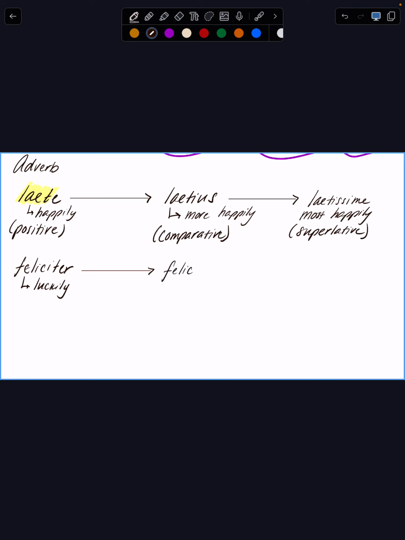Felicius. Oh, so you just add an ius to the stem. Basically, yeah. And then felicissime. Why do you add an iter at the end of more luckily? I don't know. Some of them are like that. I guess because Felice just sounded too weird to them, so they just added more. I'm not sure why. Yeah, so more luckily and most luckily.